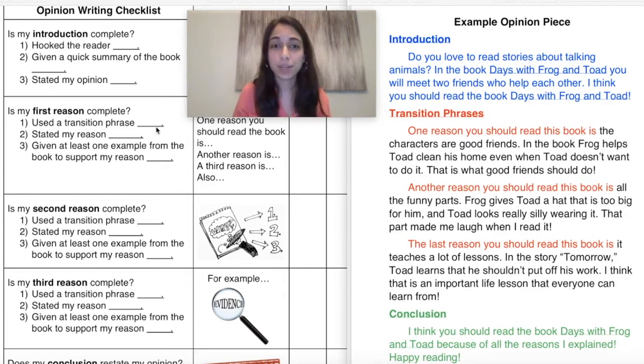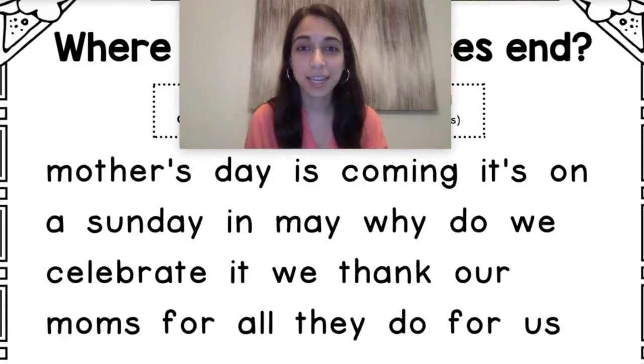If you would like to use a different color, pen, marker, crayon, whatever, to edit and revise, it'll help me see what you're going back and adding or changing. To practice editing, we're going to read this short passage about Mother's Day, which is coming up May 10th. So when we're editing, we're checking for a couple of things.